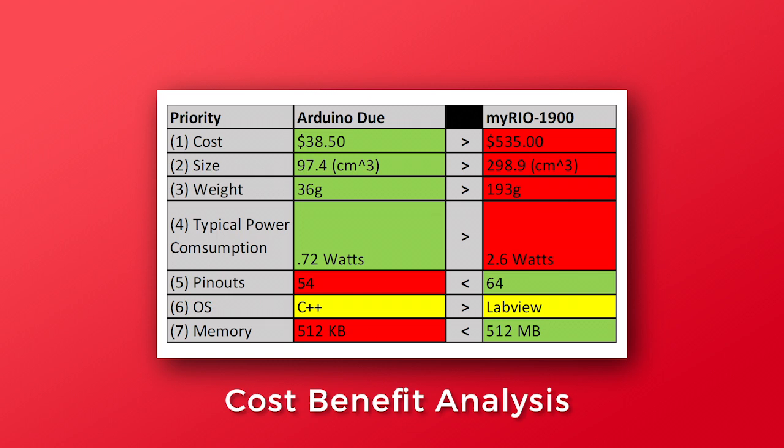So here's a cost-benefit analysis of both the Arduino Dewey and the MyRio 1900. You can see right away there's a lot more green on the Dewey side. It is significantly cheaper, which was a huge benefit. It's also smaller and it weighs less, which they're both rather lightweight and small to begin with, but it also takes a fraction of the power.